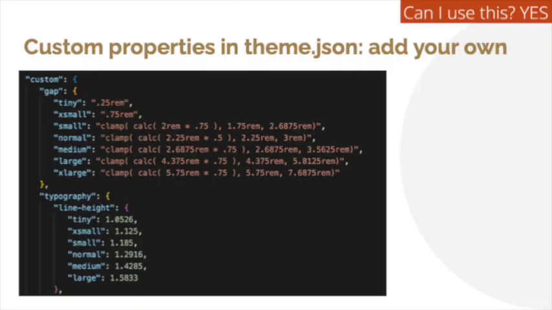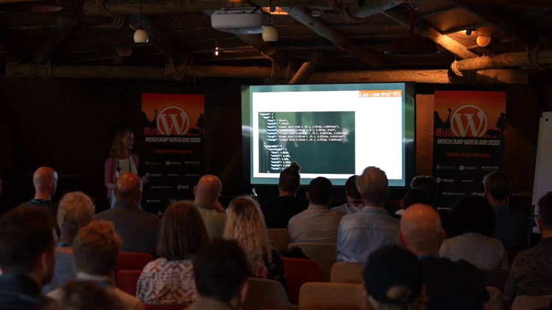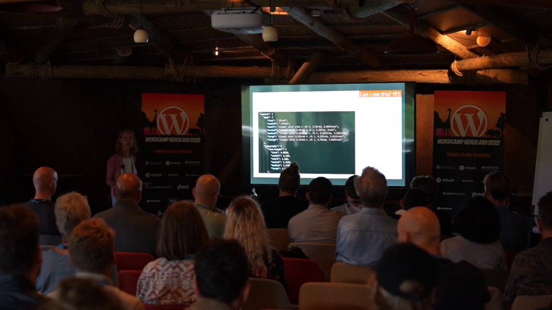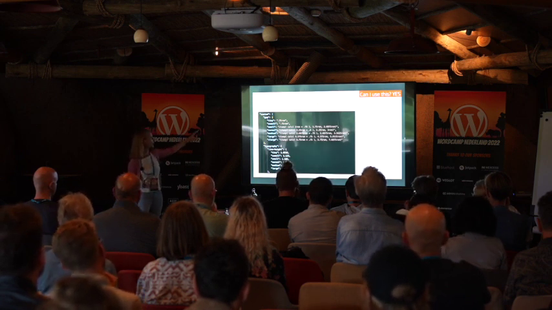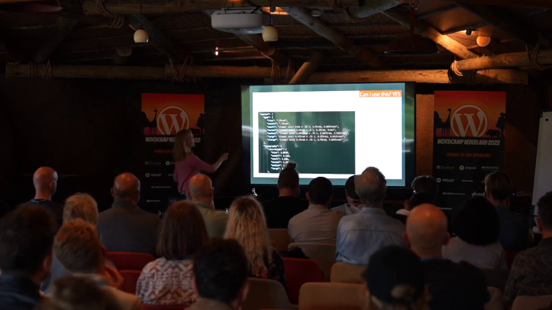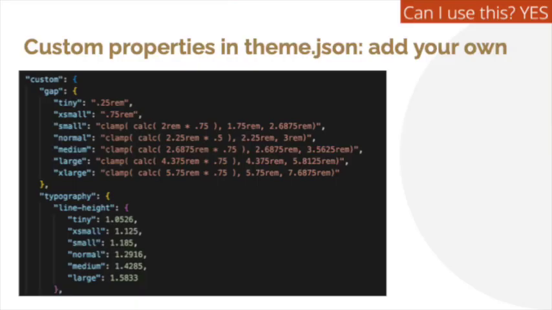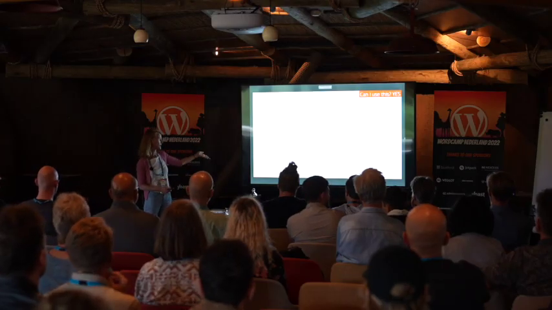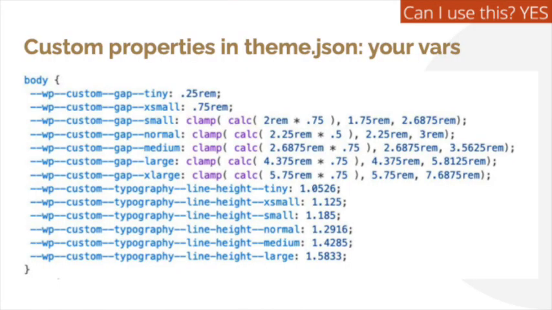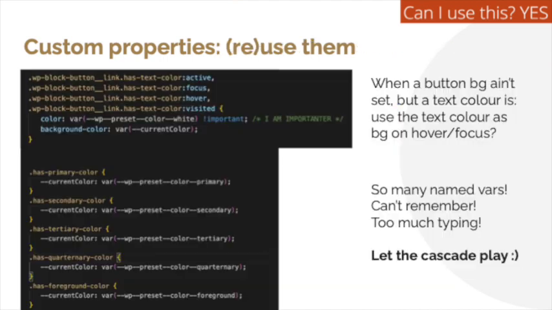For example, I wanted to have some sizes for my gaps, to control the spacing throughout my theme, the default block spacings users get out of the box. So I defined some custom gaps, and they will be outputted like dash dash gap dash dash tiny, and I can use them wherever I want. For the typography, I wanted to add some line height settings as well, and I get them in the base of my CSS, to be used wherever I need them at a later point in my theme. You can also reuse them or play along.